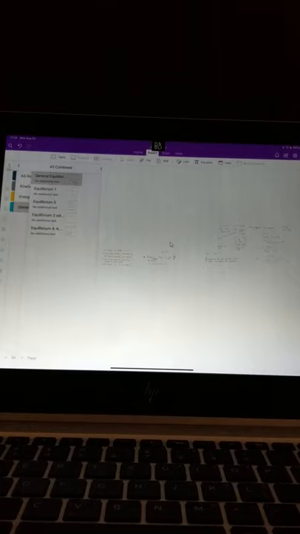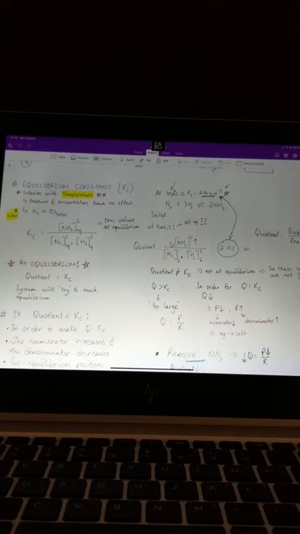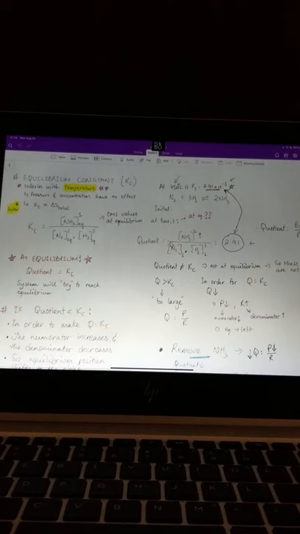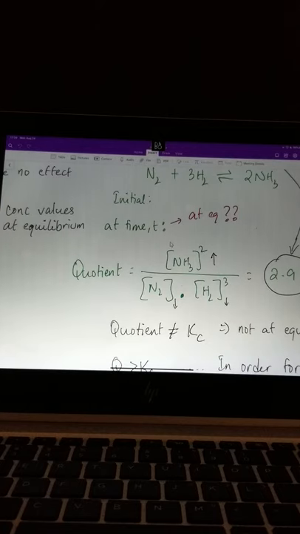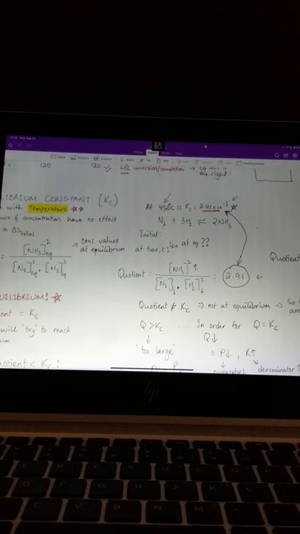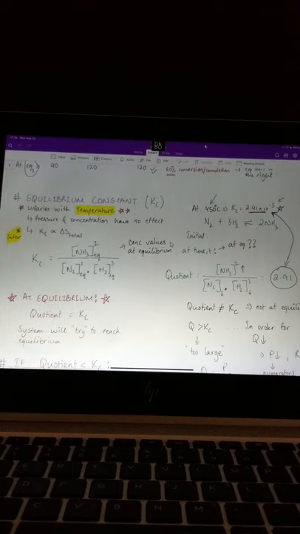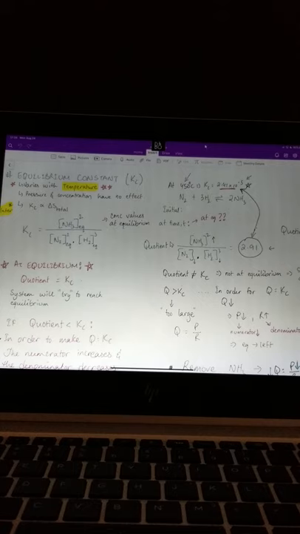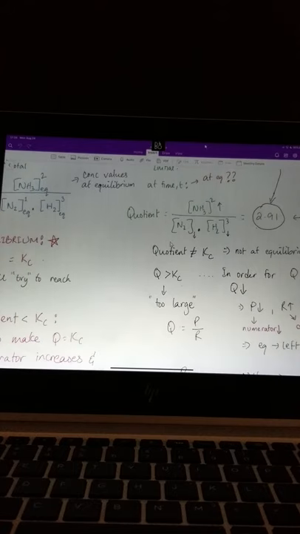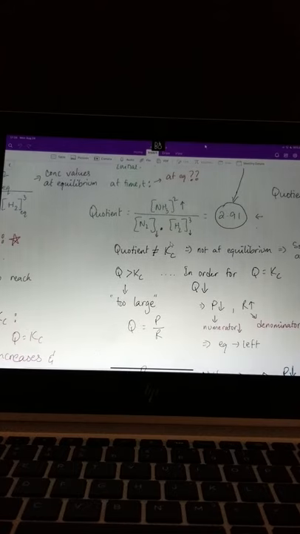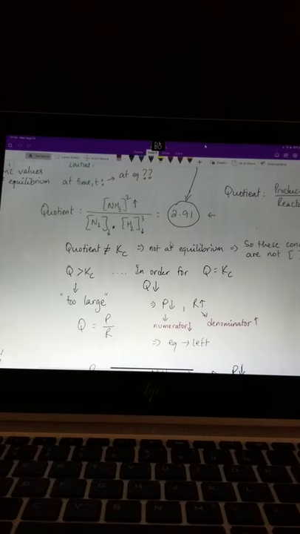We'll wrap up equilibrium. Quotient, I'm from the quotient chapter. You know what quotient means? We said the quotient has to be equal to KC because this is the law of the universe, right? And when the quotient is not equal to KC, if the quotient is too large, then that means the product ratio, numerator up, denominator down, so equilibrium shifts to the left.